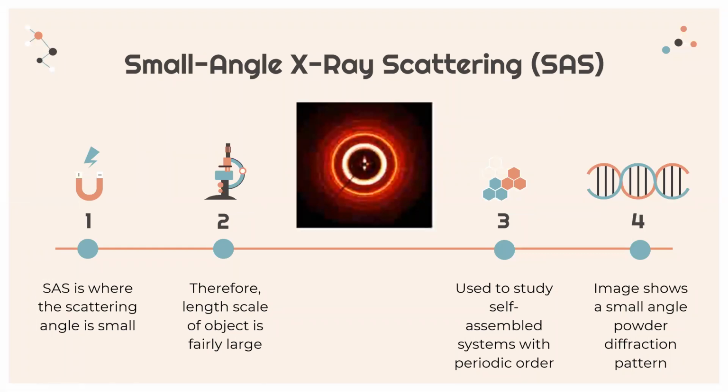Lastly, it's small angle X-ray scattering, SAS. SAS refers to experiments where the scattering angle 2 theta is small, which is less than 10 degrees. From Bragg's law, this implies that the length scale of the objects being probed is fairly large, from 3 to 100 nanometers. SAS has been used to study self-assembled systems such as block copolymers that have periodic order with repeat distances much larger than a single molecule. And the image shown here is a small angle powder diffraction pattern.